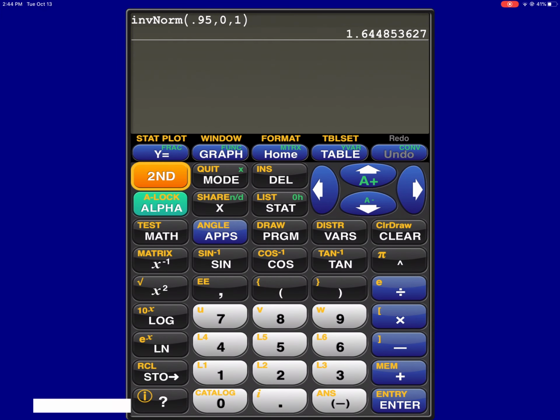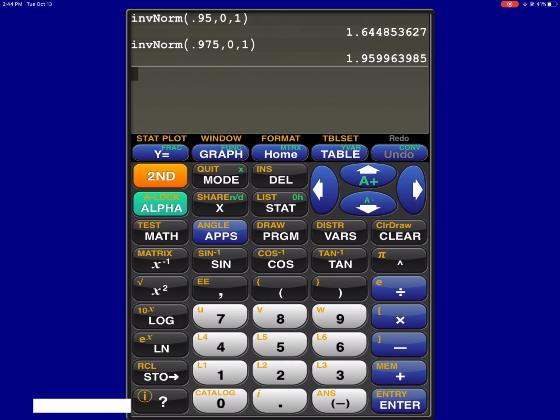So let's type this back in. Change this to a 7. And then hit enter. And so notice it's not exactly 2 like we say it is. So it's pretty close to 2, but in reality it's actually 1.96.